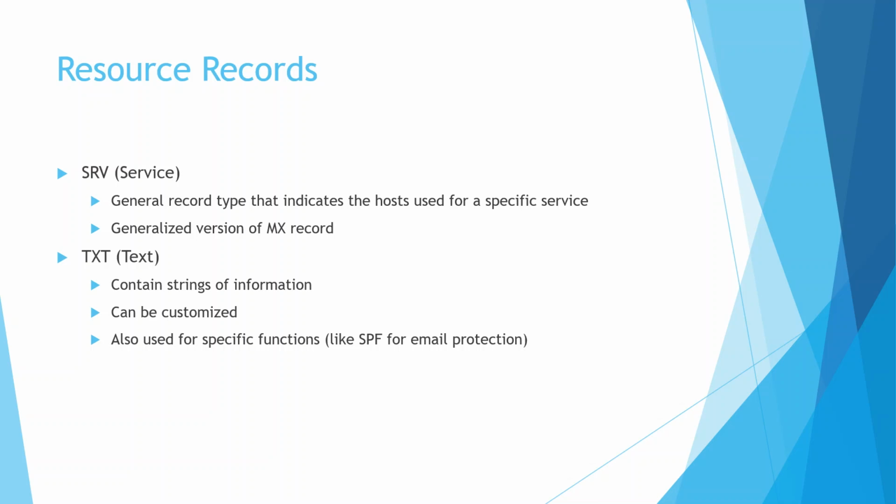So then we have text records. Text records are even more generalized, and they're more freeform. They basically contain strings of information, so they can be customized. We can set text records to hold any different information that we want with our various strings. For instance, we use an SPF record, which is a form of a text record, for email protection. We put specific information in this text record, and then email servers will validate this information against the domain to verify that this is an expected sender for this particular domain.